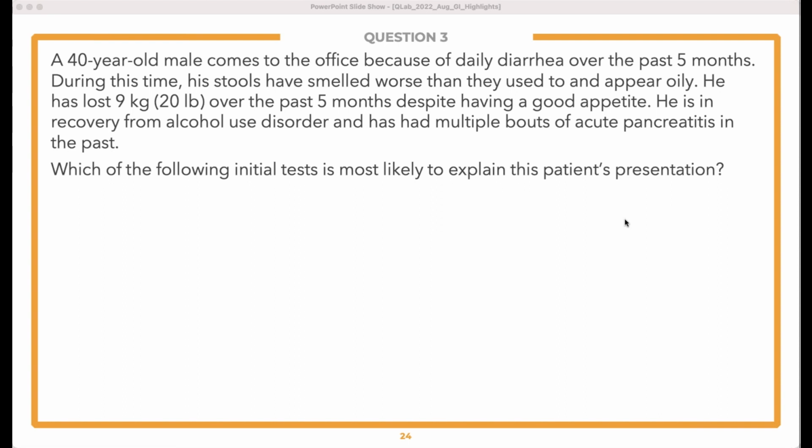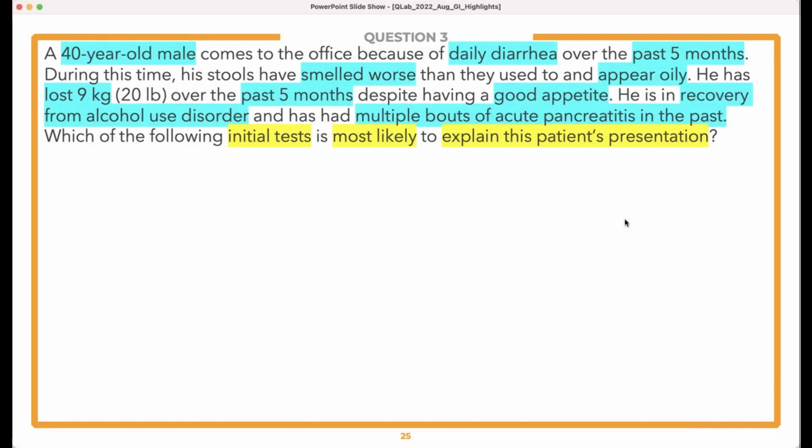Thank you, Jeff. So let's go ahead and take a look at this question now. Okay, so now we've got a 40-year-old male, and his presenting signs and symptoms are daily diarrhea. We are also told that this is a chronic issue, past 5 months. Now, with these kinds of questions, when we talk about constipation and diarrhea, you want to find out information about the stool. In this case, they tell us it smelled worse, it is oily, he's been losing some weight even though he has a good appetite. Now they do tell us some important medical history there, so we want to make note of that.